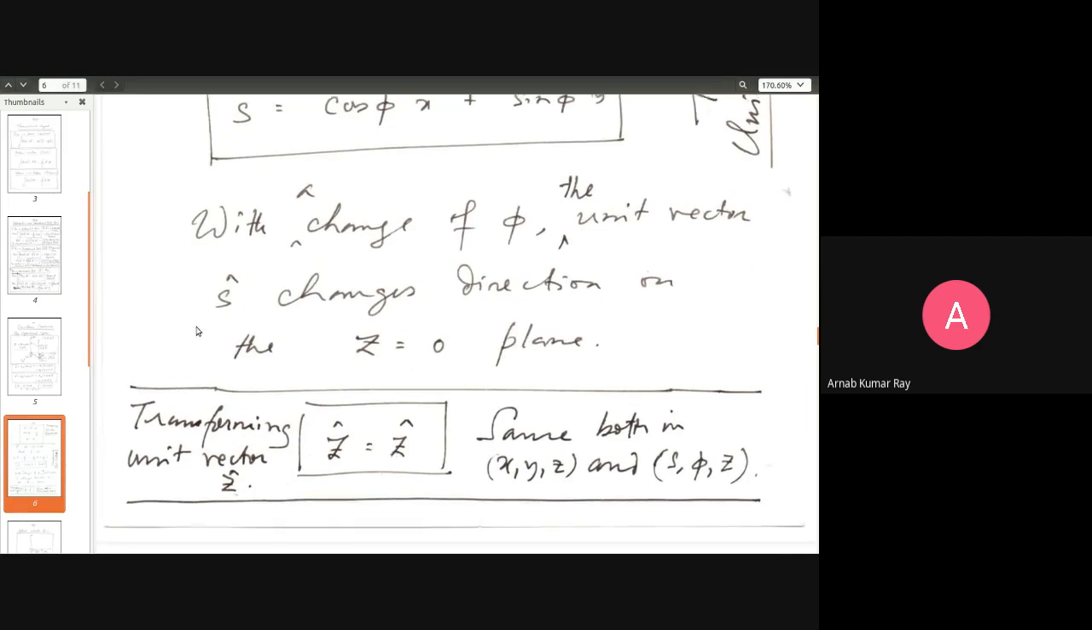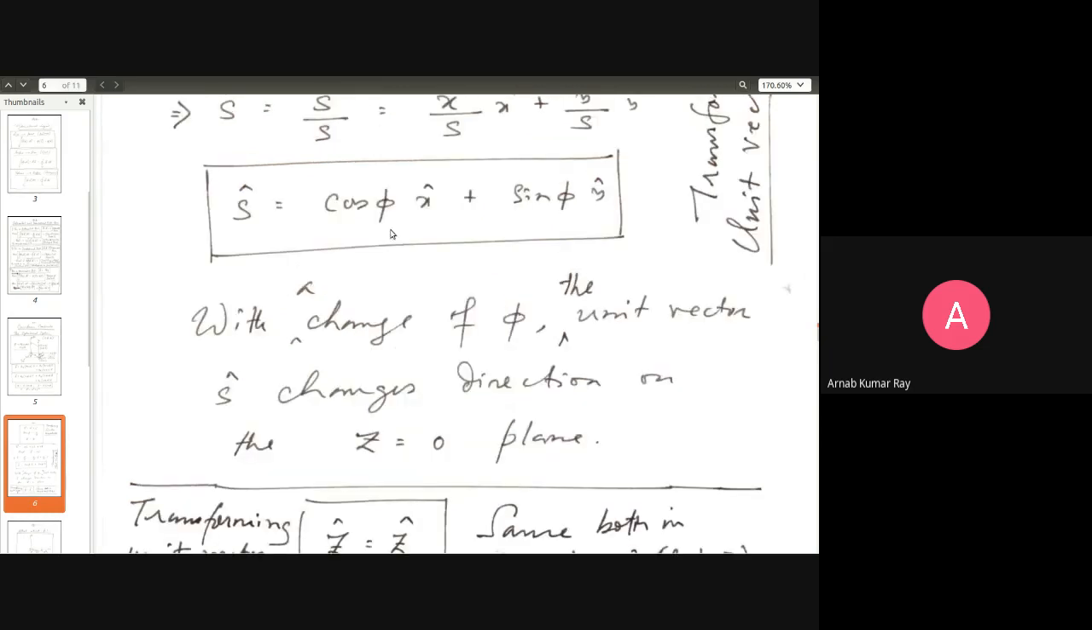And the last one is quite easy, transforming unit vector Z. Transforming the unit vector Z is the same in the XYZ system and the S phi Z system. That's the simplest thing you can do. It's a non-challenge really, it's a walkover. So Z cap is equal to Z cap. Z cap in the cylindrical system is equal to Z cap in the Cartesian system and vice versa. But S cap is not. S cap is equal to cos phi X cap plus sin phi Y cap.